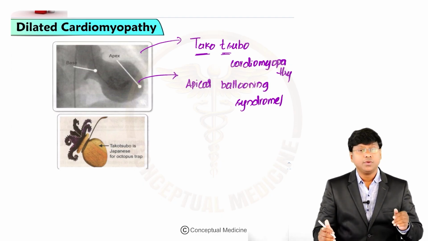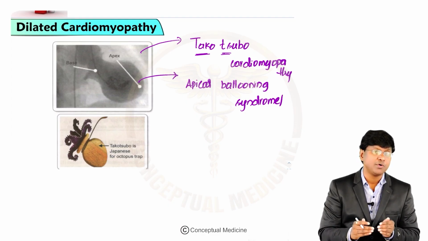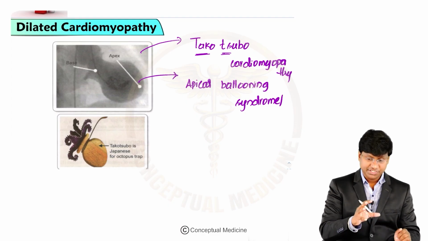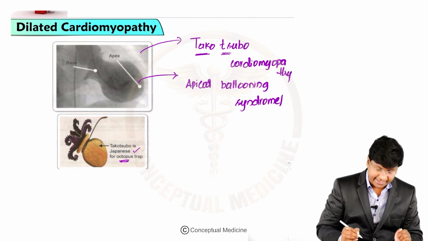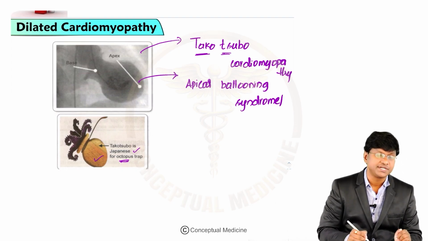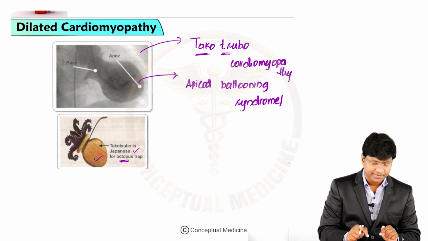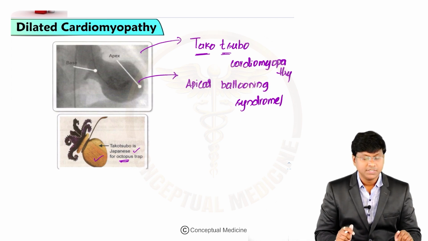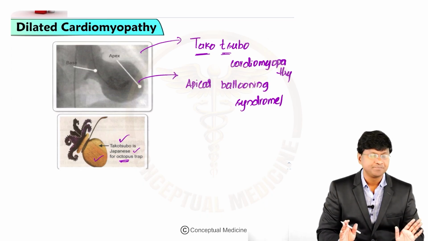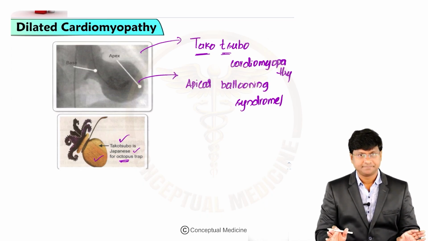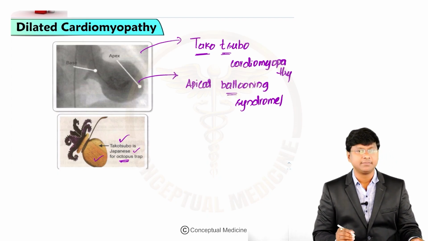See, the apex of the heart which has been ballooned out is in the shape of an object which is used to catch the octopus in Japan. Similar to that shape, your apex of the heart is also ballooned out. The name of this object is Takotsubo, and that is the reason why it is named Takotsubo cardiomyopathy. It is mainly the apex of the heart which is ballooned out, and that is why it is called apical ballooning syndrome.